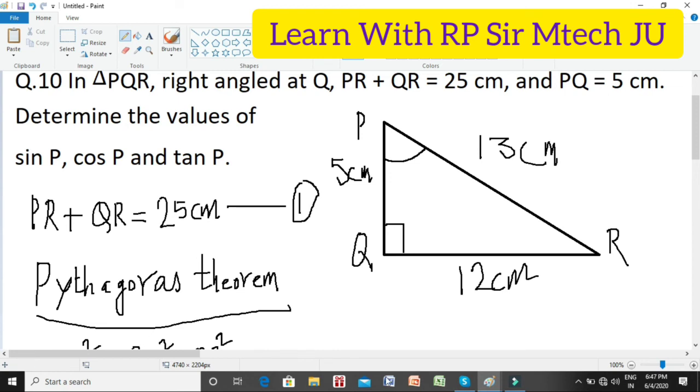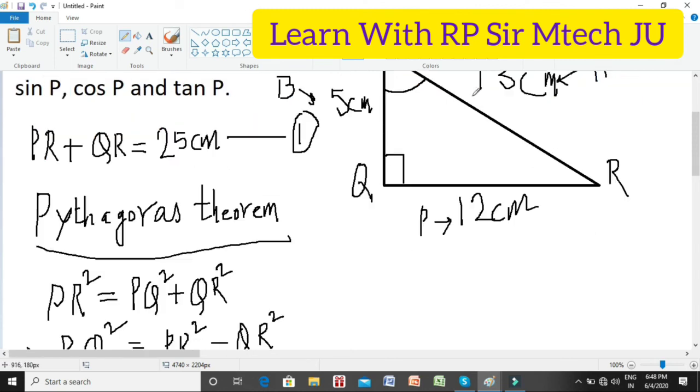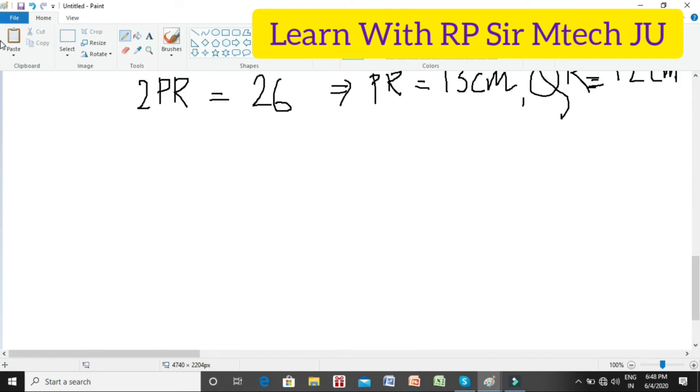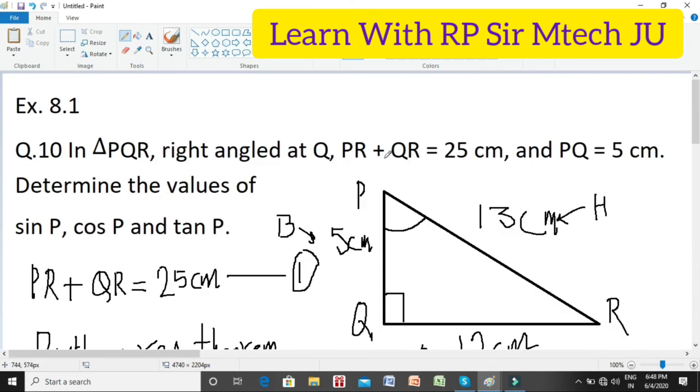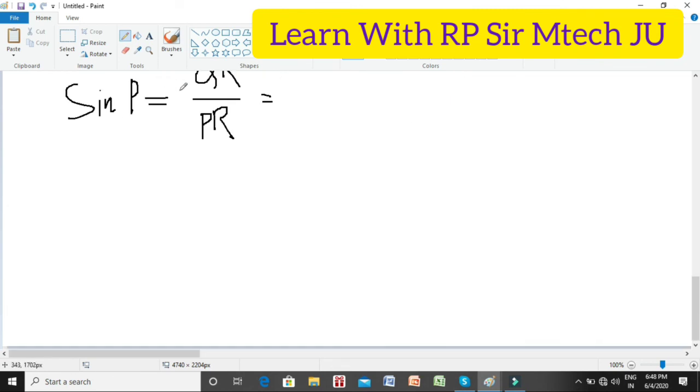So our triangle is finally complete, and now we just have to figure out what is sine P, cos P, tan P, which is very easy. So sine P will be perpendicular by hypotenuse. Now since this is P, this becomes your perpendicular, this becomes the base, and this becomes the hypotenuse. Right? So sine P will be perpendicular by hypotenuse, that is QR by PR. QR is 12 and PR is 13. So 12 by 13, that will be sine P.